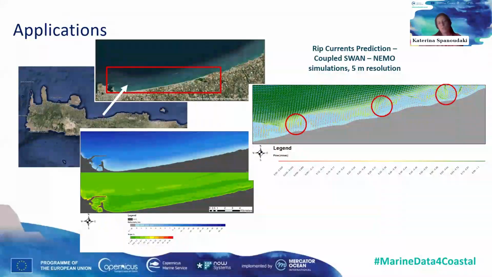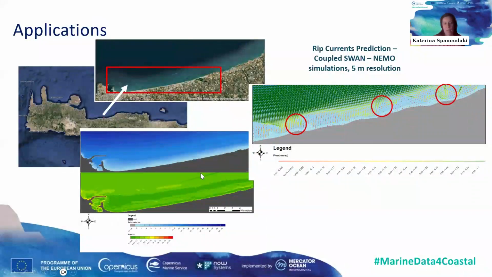And then going to the very high resolution models that we have operational, up to 5 meter resolution, we were able to build several applications. One of these is used by the region of Crete. It concerns rip current prediction. We have tested this for a beach area in Rethymnon in Crete. So we go up to 5 meters at the coast.